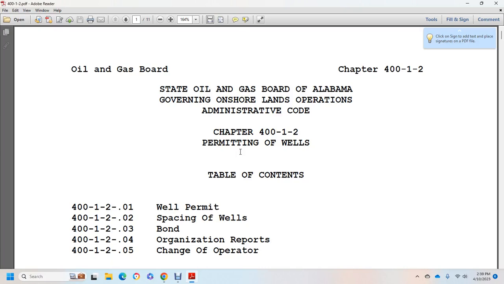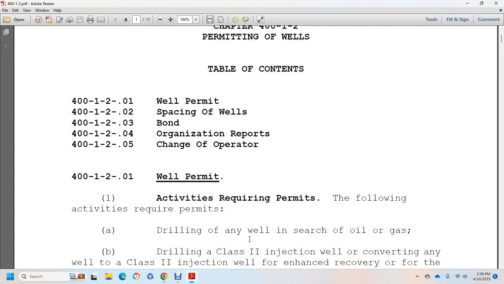Oil and Gas Board, Chapter 401-2, State of Alabama, governing onshore land operations, administrative order. Chapter 401-2, permitting of the well, table of contents: 401-201, well permit; 02, spacing of wells; 03, bond; 04, organization report; 05, changing operator.